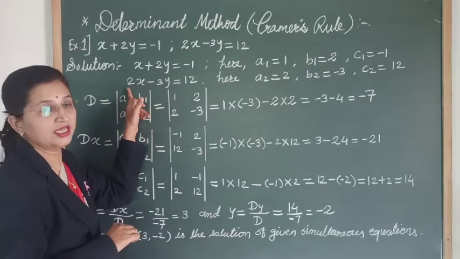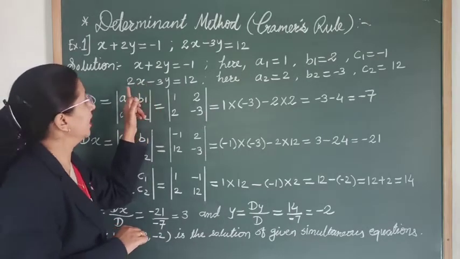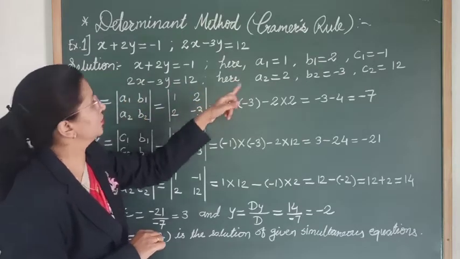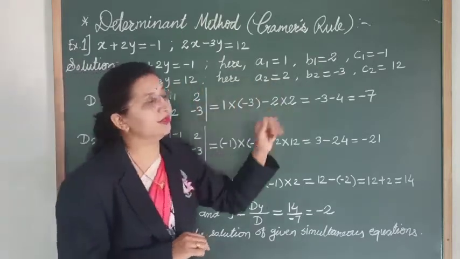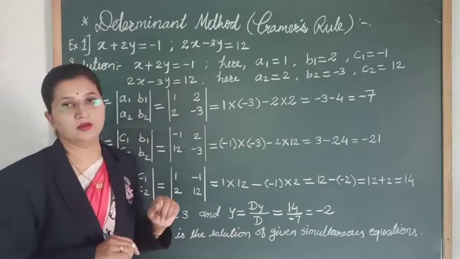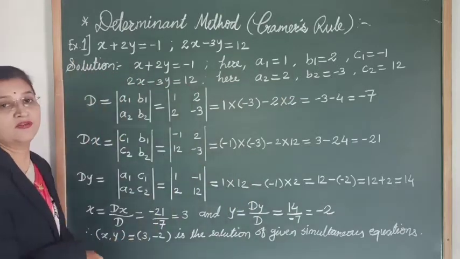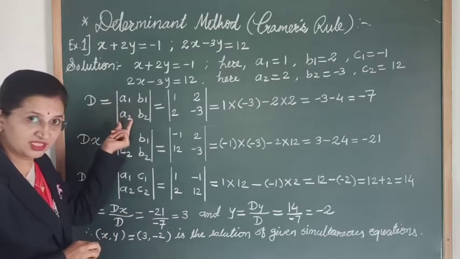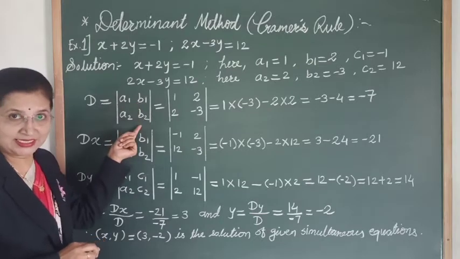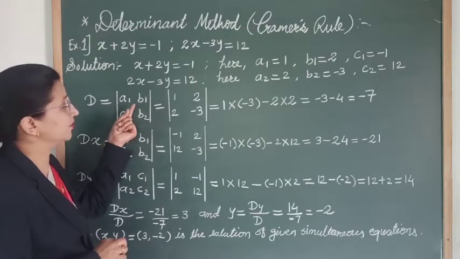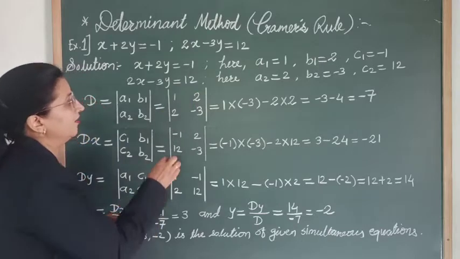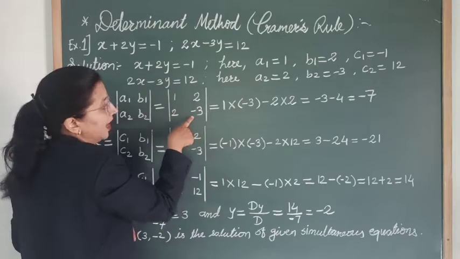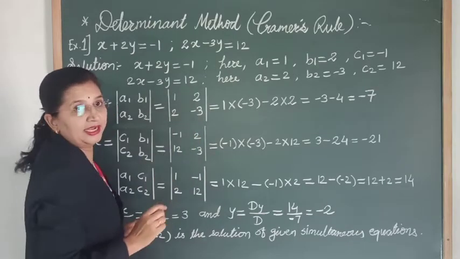Then for the second equation, these are a2, b2 and c2. So let's write down the values: a2 is 2, b2 is negative 3 and c2 is 12. Okay. Now, as we write in the formula, d is equal to a1, a2 in the first column and b1, b2 in the second column. So let's put in the values of a1, a2, b1, b2 from here. a1 is 1, a2 is 2, b1 is 2 and b2 is negative 3.